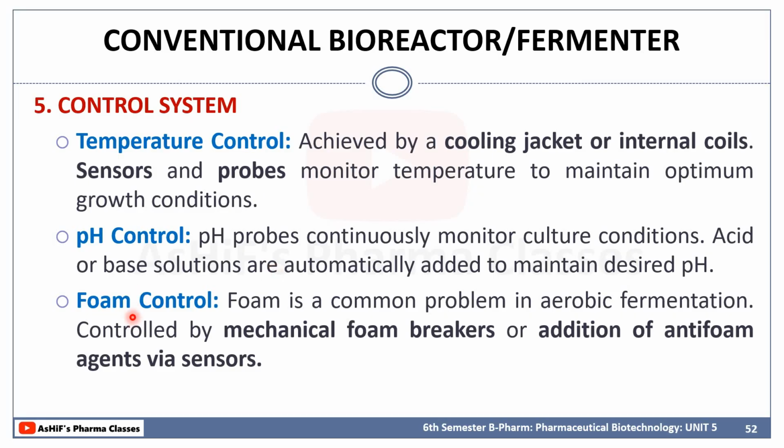Now foam control. Since most of the time we use aerobic fermentation processes, it is quite natural to have foam in the products. In order to reduce the foaming, or to break the foams, sometimes we may have to use mechanical foam breakers, or we may have to add anti-foaming agents through sensors, which is facilitated with this control system. So these are the different control systems in the fermenter.